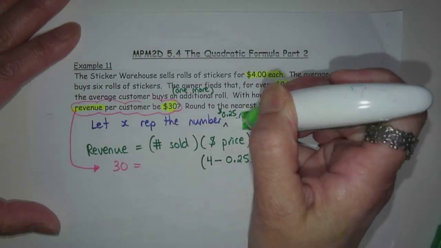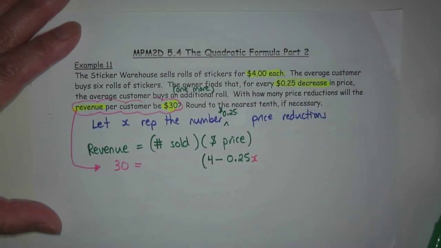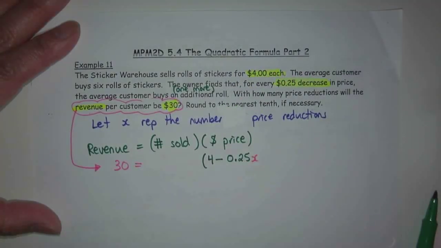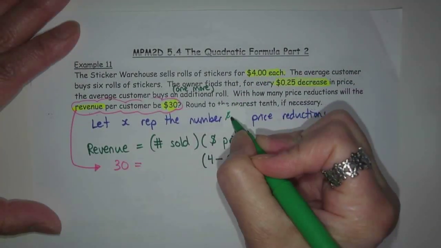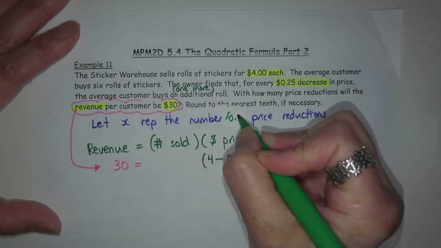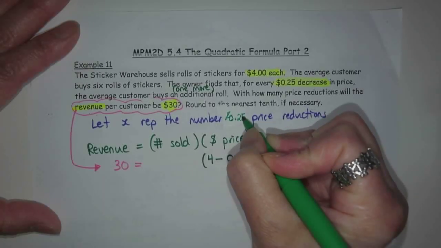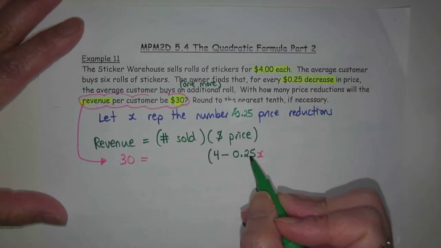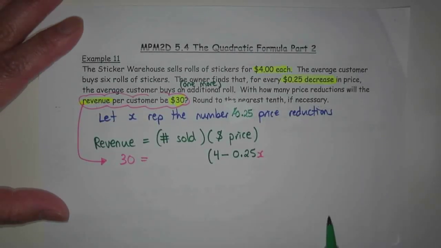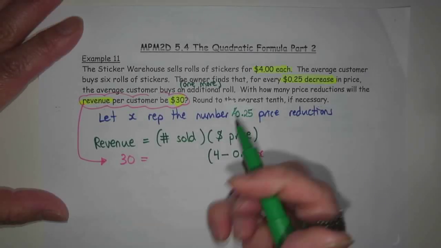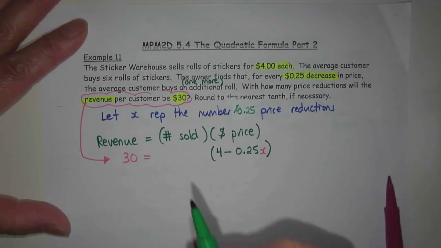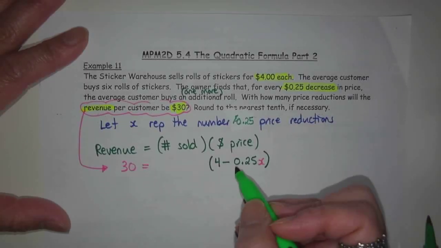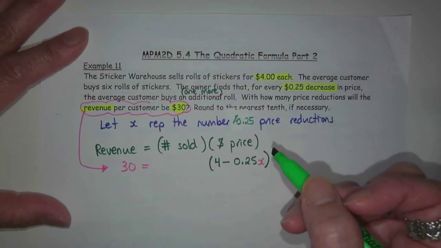So we want to say how much we're reducing each one by, because that's important. So it's the number of 25-cent price reductions. So how many 25-cent price reductions are you going to do? So X is how I'm going to do it 1 time, 2 times, 3 times, how many times? Okay. Then the other part is, so that's my price. That's this $4 with the 25-cent.